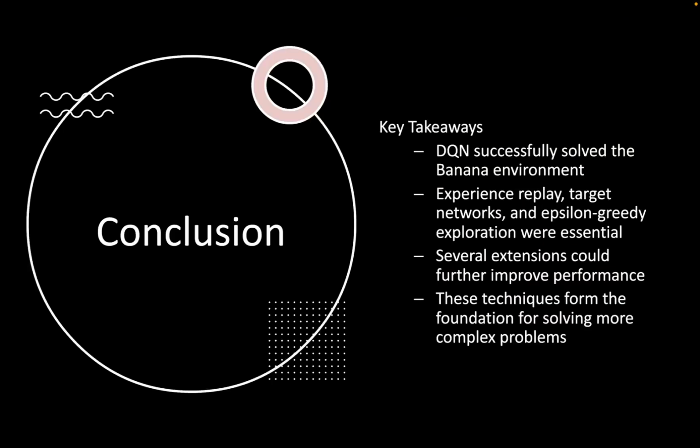So in conclusion, this project successfully applied deep reinforcement learning to solve the banana navigation environment. The key components of experience replay, target network, and epsilon greedy exploration were essential to stabilize and optimize the learning process. There are several promising extensions to the basic DQN network that could further improve performance and learning efficiency.